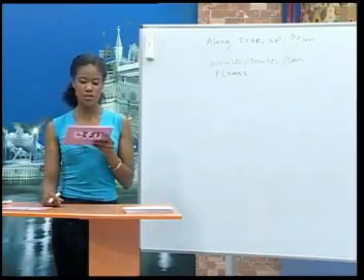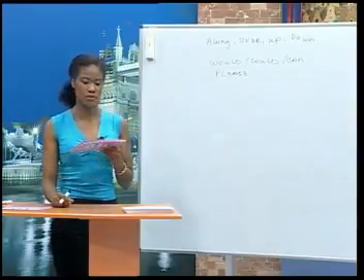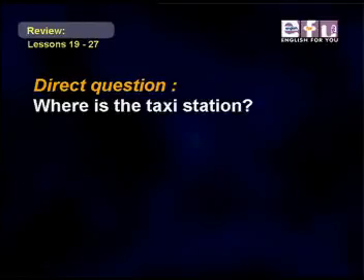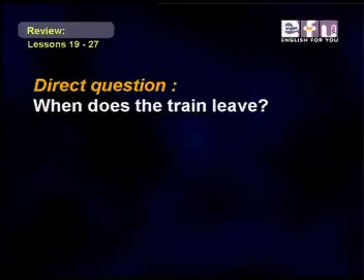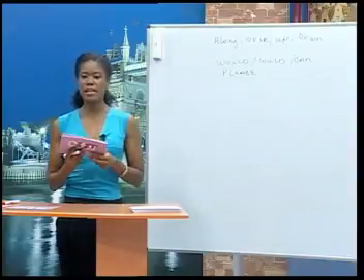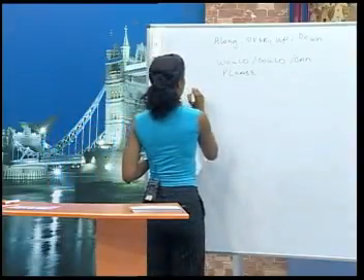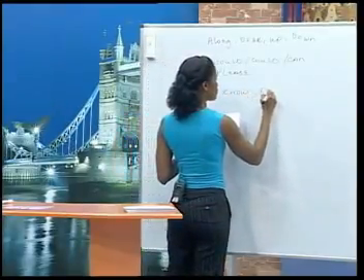These words can also be used to begin indirect questions. Take a look at these examples. Okay, a direct question. Where is the taxi station? Same question, but indirectly. Can you tell me where the taxi station is? Direct question. When does the train leave? Indirect question. Can you tell me when the train leaves, please? So we can also begin a question with, do you know if?